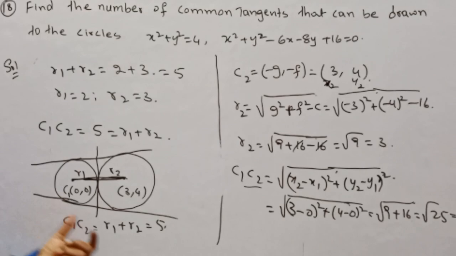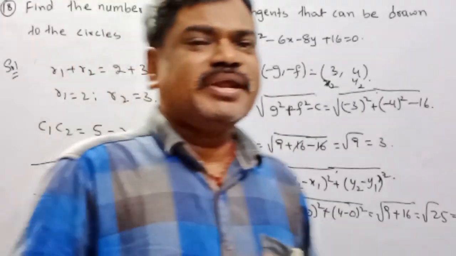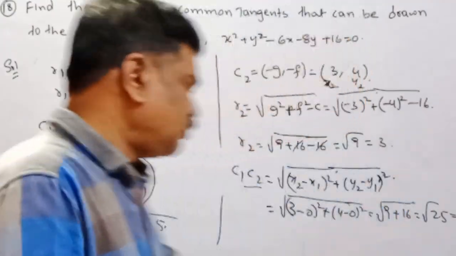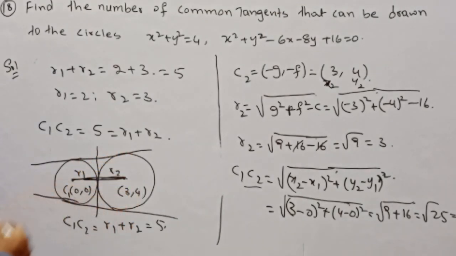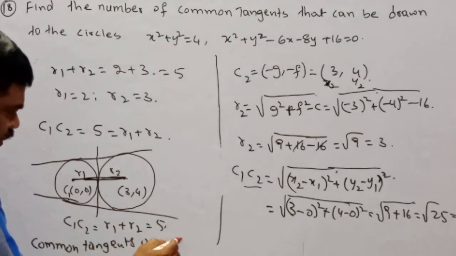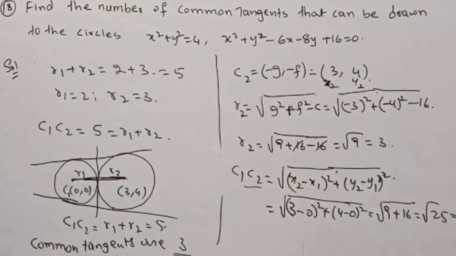How many tangents are there? Three tangents are there. So one, two, three. Common tangents are three for this situation. That's all.